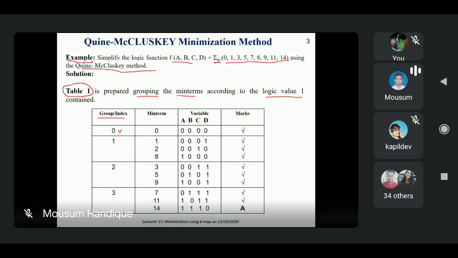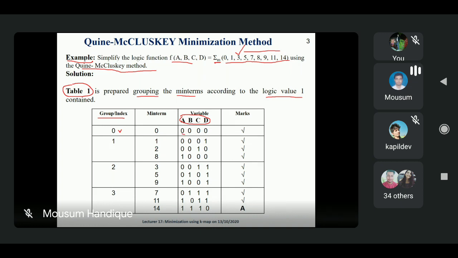Minterm means whatever minterms are present here; all of these are minterms. So it is 0. When we write the minterm in binary format, 4 variables come up, so here I am writing the 4 variables A, B, C, D. This is the 4-variable method. So when we write 0, we write 4 digits, since there are 4 variables. Here it is 0, 0, 0, 0.